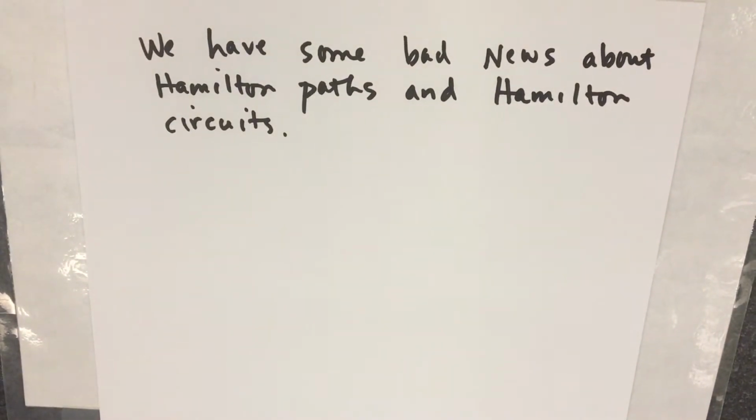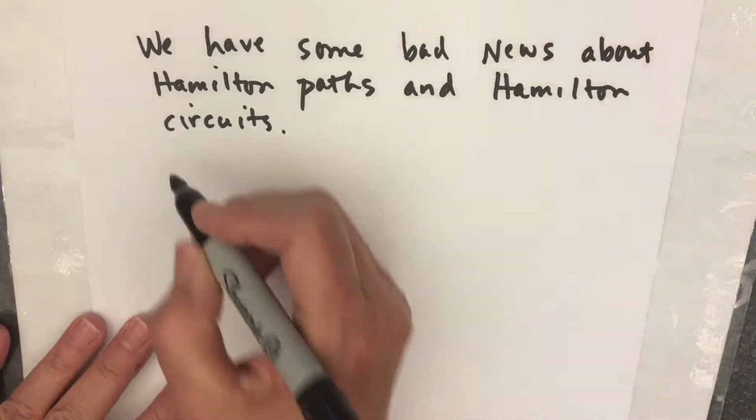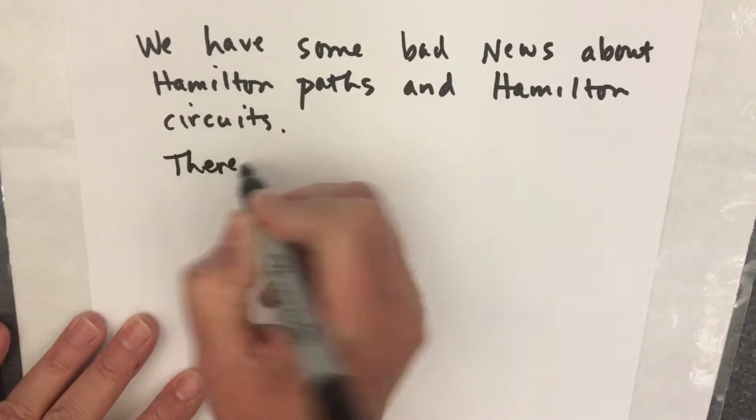So there is some bad news about Hamilton paths and Hamilton circuits. You might remember, I hope you remember from 14.2 that we were doing Euler circuits and Euler paths. And there was a nice theorem that told us whether or not a connected graph had an Euler path or an Euler circuit. The bad news is that we do not have a theorem to tell us about Hamilton paths and Hamilton circuits. So there's the bad news.